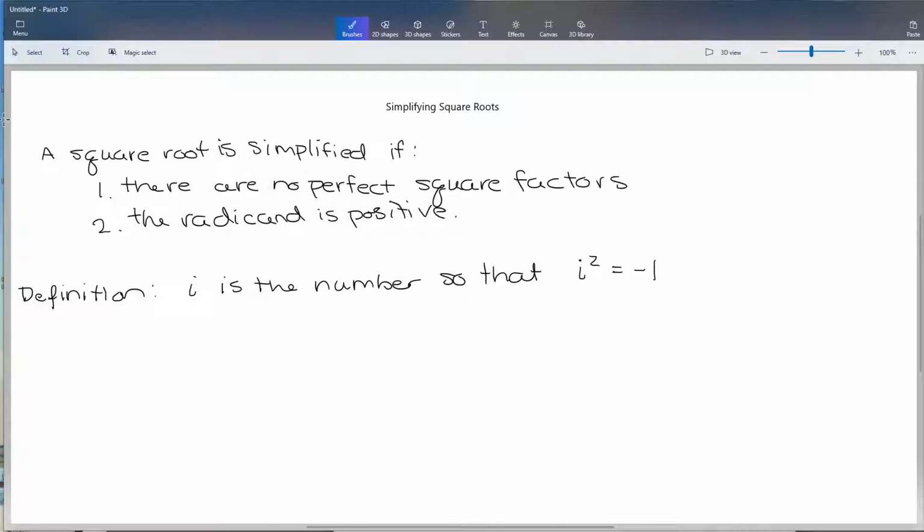We are going to define the number i so that i squared is -1. Now we know that we don't already have a real number like this, right? Any real number, when you square it, you're going to get a positive number. So this is really a new type of number so that when we square it, we get something negative. Now, what are these numbers called?